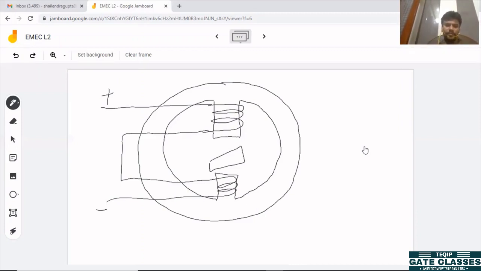And the rotor will also be having a winding. So let us say this is plus minus. Let us say the stator is having.